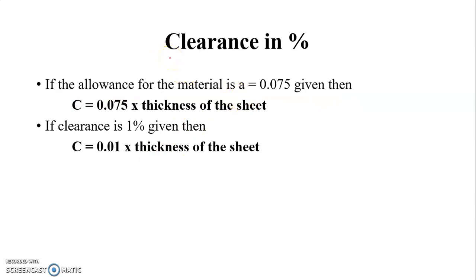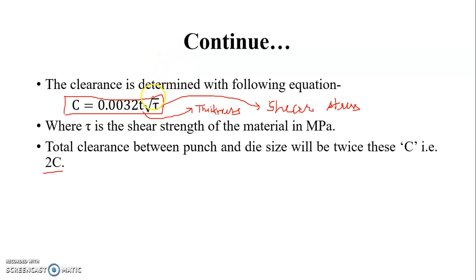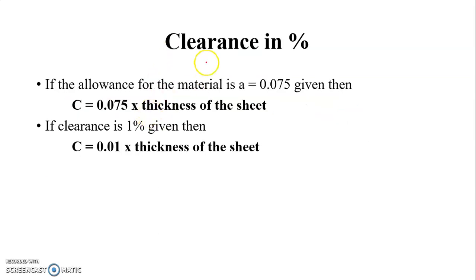If there is no property given in the question, then we have to use clearance as a percentage. So how can we calculate the clearance if a percentage is given? If the allowance for the material A is equal to 0.075, then the clearance will be 0.075 into thickness of the sheet. If the clearance is 1% given in the question, then C will be 0.01 into thickness of the sheet. In punch or die, we use the clearance twice of C.